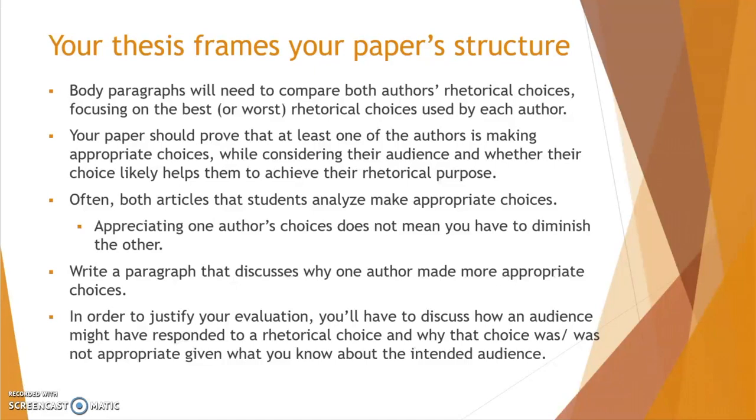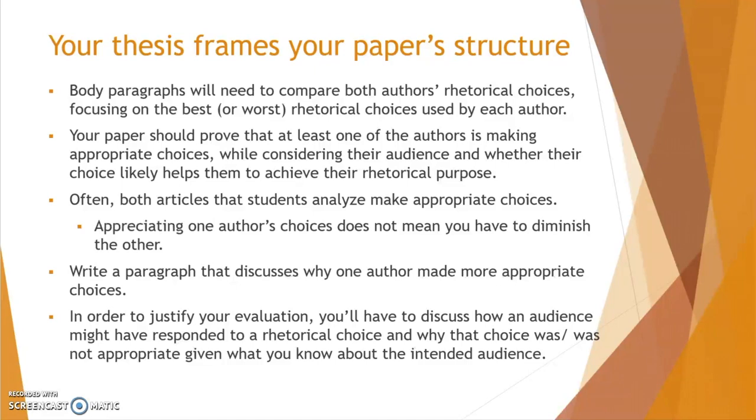In general, you will have to prove that at least one of the authors is making appropriate choices in the text, while considering their audience and whether their choices likely help them to achieve their rhetorical purpose. Often both articles that students analyze make appropriate choices, so you don't need to bash one author to show how the other author is making better choices. Appreciating one does not mean you have to diminish the other. Instead, you'll need to consider which author made more appropriate choices that speak to their audience's values and beliefs. This means that students often find that they need to have a paragraph at the end of the paper arguing just that, why one author made more appropriate choices.